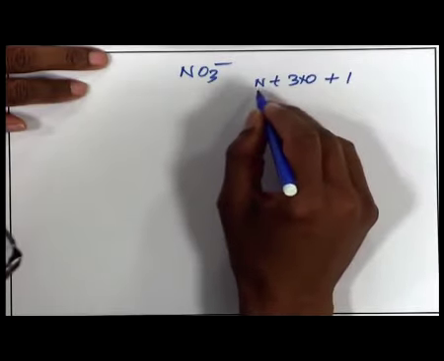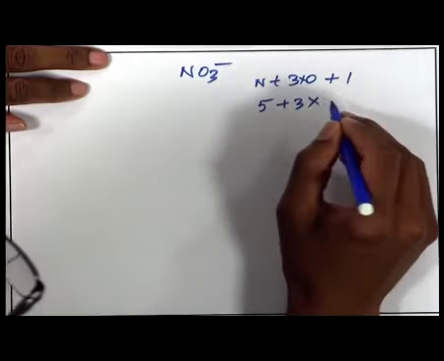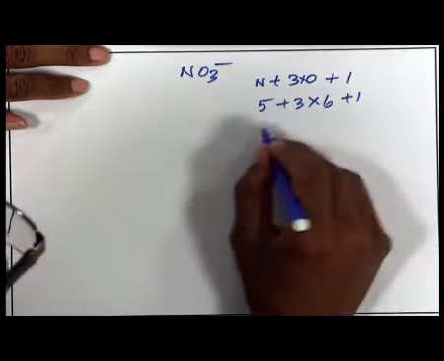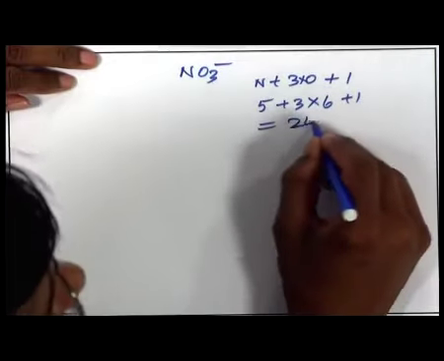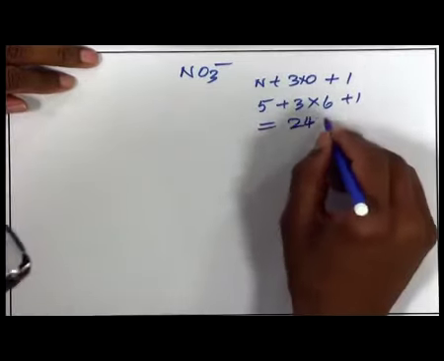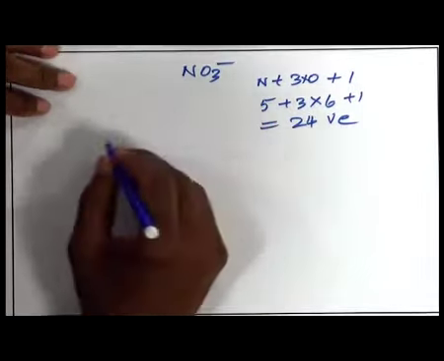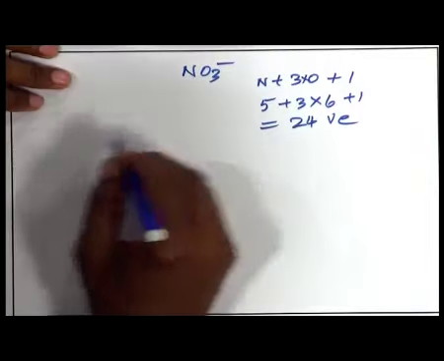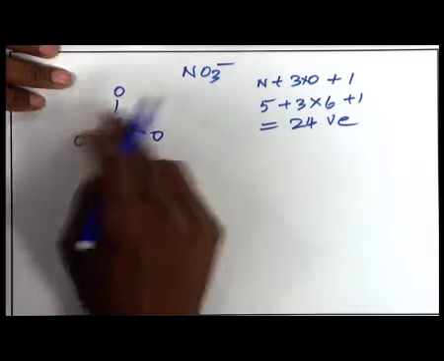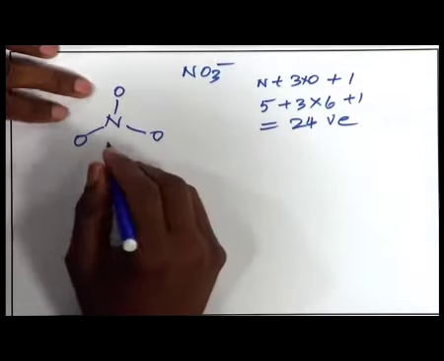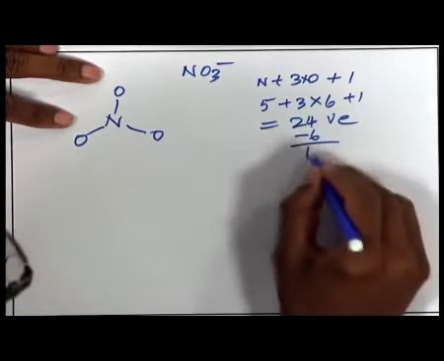So, the valence electron of nitrogen is 5, plus 3 into the valence electron of oxygen, which is 6, plus 1. So, 24 valence electrons came out. That can be arranged around this nitrogen atom in NO3 minus. So, you can draw a structure as usual, N with three O's like that. There are 6 electrons consumed to write 3 single bonds. So, 24 minus 6 gives 18 valence electrons.